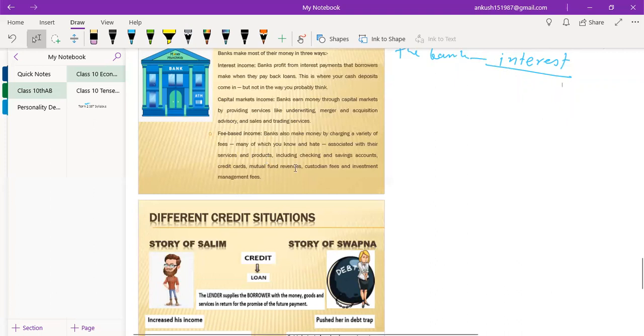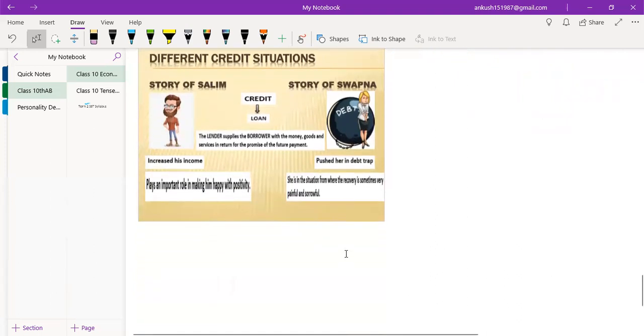Now on page number 43, you may see different credit situations are given. Can you see there?